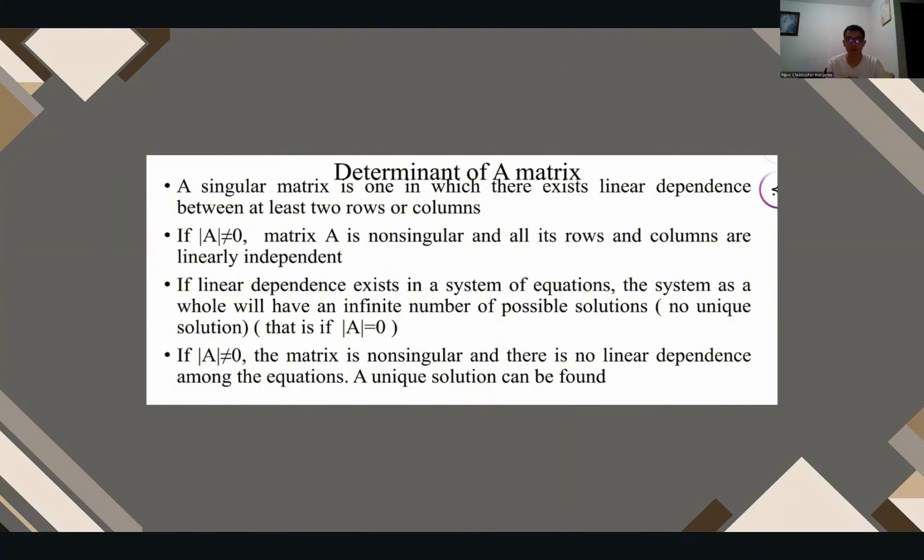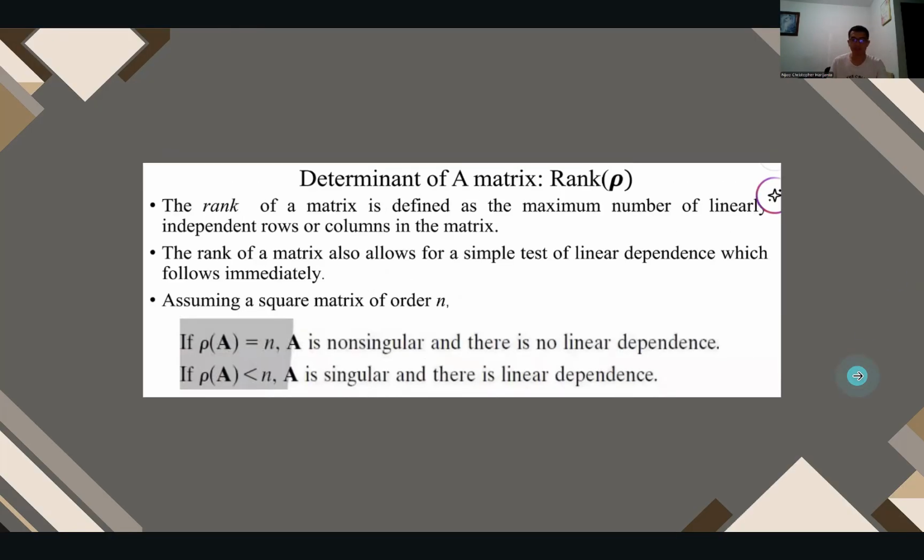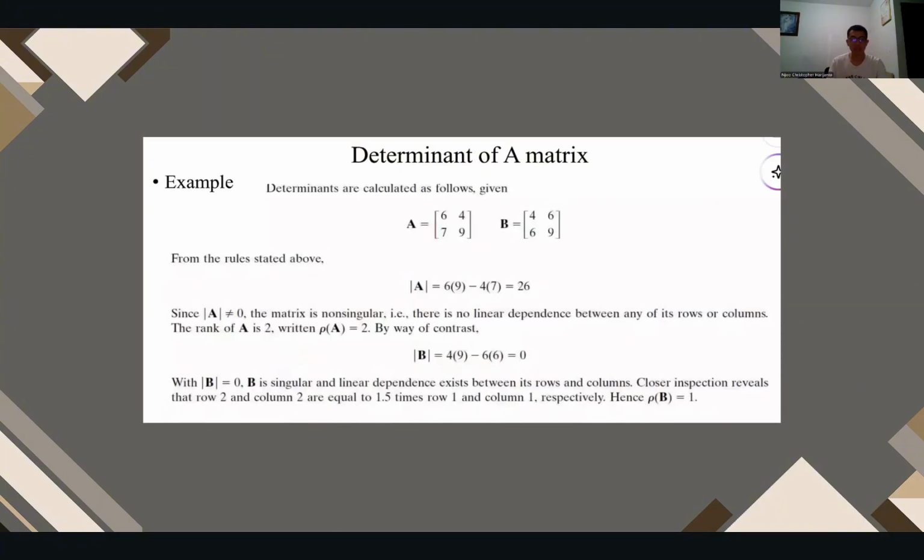So it is called a singular matrix. And one more: a singular matrix is one in which there exists linear dependence between at least two rows or columns. So this is an example for a 2x2 matrix.